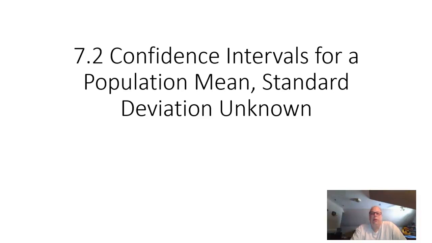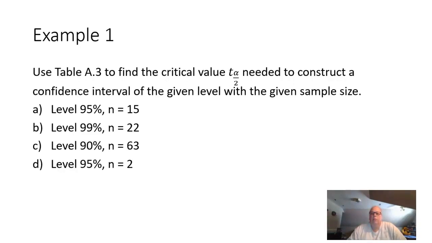The examples in this video go with Lesson 7.2, Confidence Intervals for a Population Mean, Standard Deviation Unknown. Example 1. Use Table A3 to find the critical value t sub alpha over 2 needed to construct a confidence interval of the given level with the given sample size. Part A, level 95% with n equals 15.